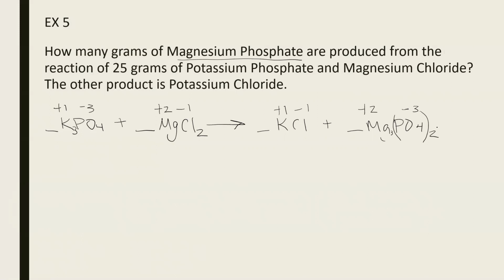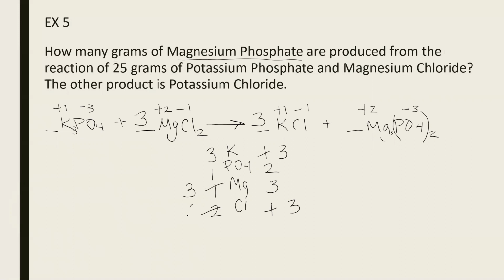Okay, balancing, you can split up your radical, but I'm gonna leave it whole. K, PO4, Mg, and Cl. If you're still not sure how to leave your radicals whole, come to office hours or Zoom me and I'll show you. Makes your life so much easier. All right, start with whatever you want. I'm gonna throw a 3 here. Now my chlorine's way off, that's okay. Because I'm gonna fix it right now.